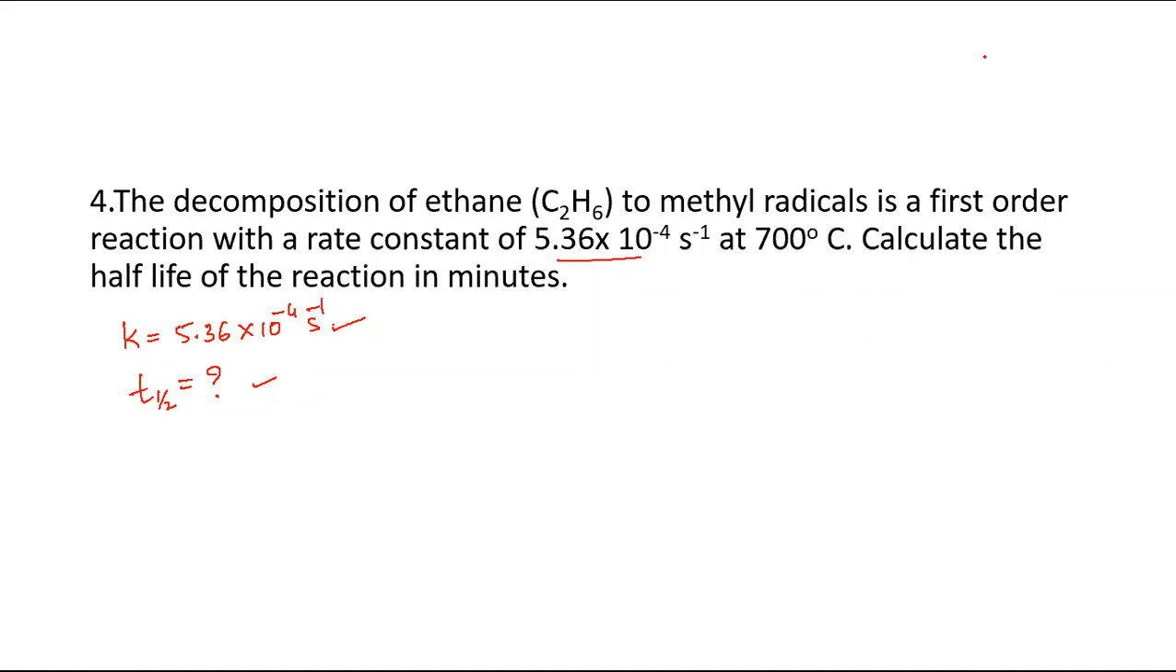Yes, T half, that is, yes, which formula? Not 2.3, not 3 by T. Yes, very good. That is 0.693 divided by K. Correct. Yes, the half-life period formula we need to use here. Very good. So, since we have to calculate the value of time, T half is equal to 0.693 divided by K. This is the formula for the half-life period of a first order reaction.